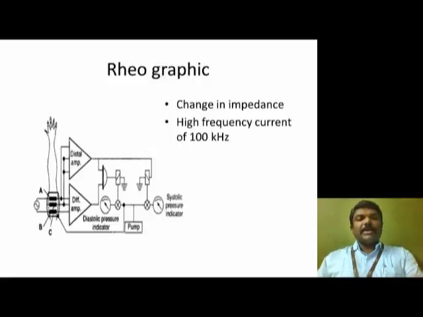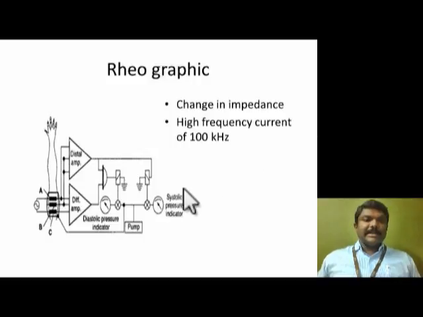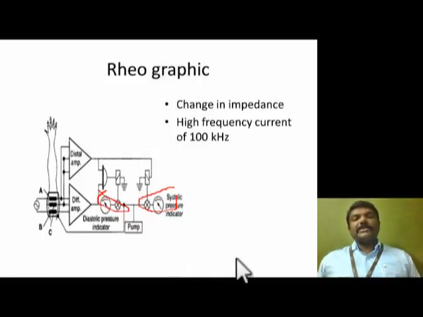There will be two switches. One will be holding the systolic pressure value, indicating the systolic pressure, and the other valve will be holding the diastolic reading. So with the help of these two valves, the readings are held, and we can read those values, systolic and diastolic pressure.